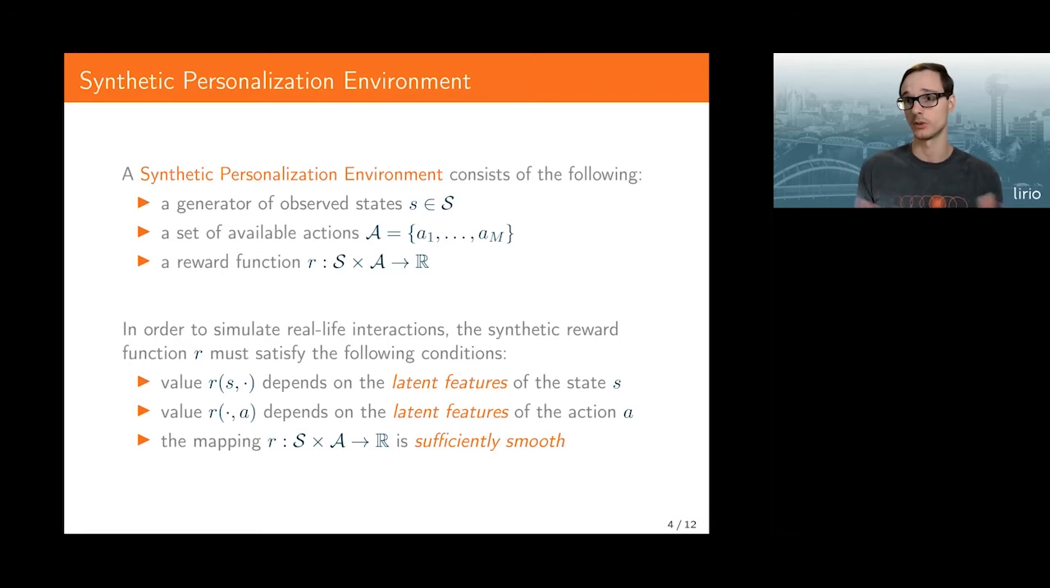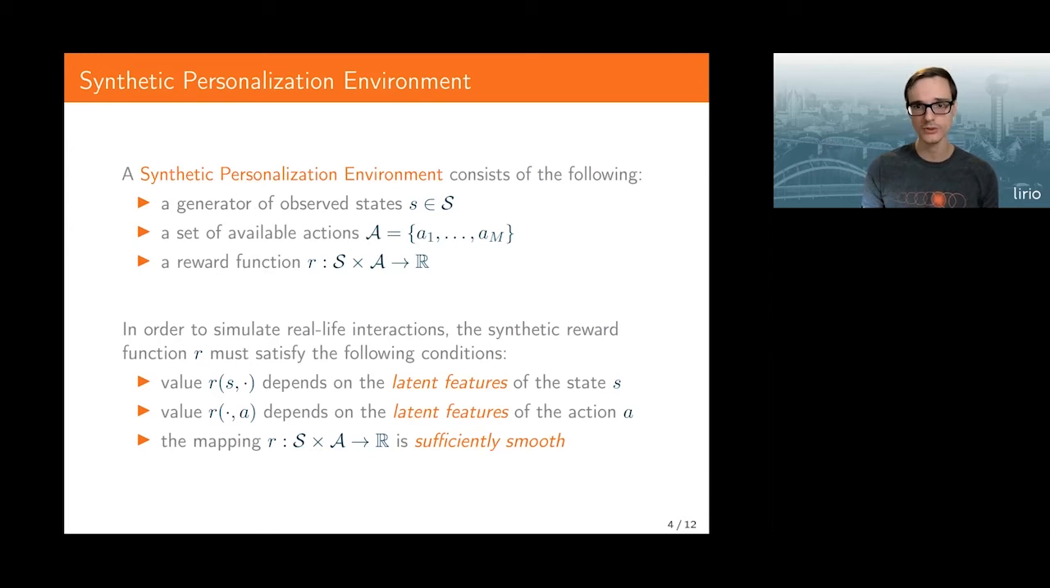First is a generator of observed states. Second is a set of available actions. And third is a reward function. And out of these three, by far, the reward function is the most complicated thing to simulate, because even in real life, on real data, we have no idea what this actual reward signal would look like. So simulating it is indeed complex. However, there are at least some necessary conditions that we can impose on this function.